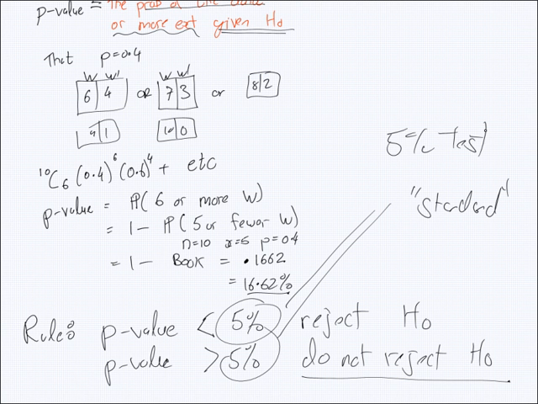By the way, if you were doing this in a paper that you were writing, you would just say in the paper, we do not reject the claim that the medicine works 40% of the time. And then you would put in brackets, p-value equals 16.62%. So when you're reading a paper and you see numbers like p-value equals 2%, p-value equals 6%, it's coming from this test.